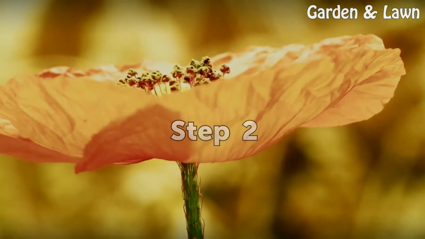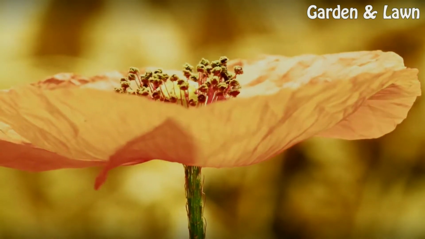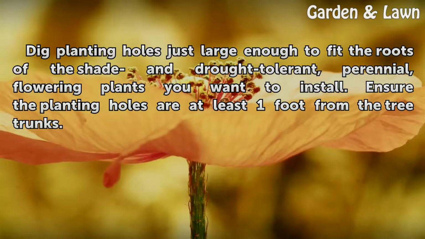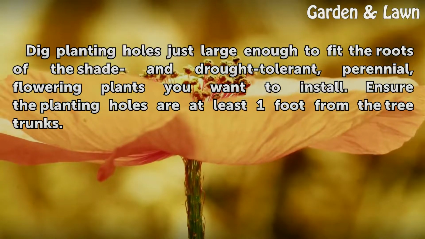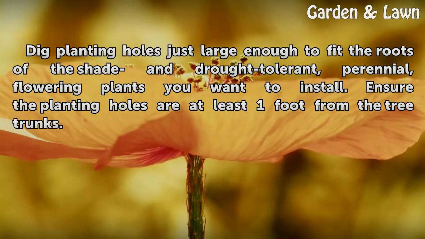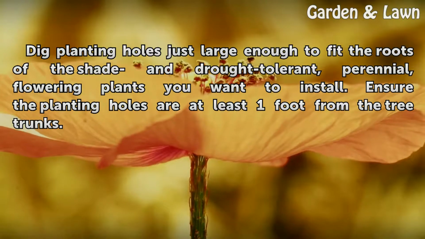Step 2. Dig planting holes just large enough to fit the roots of the shade and drought-tolerant, perennial, flowering plants you want to install. Ensure the planting holes are at least 1 foot from the tree trunks.